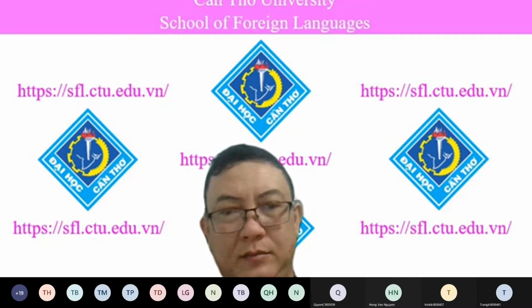For unreal conditionals in the present and future, we use the past tense in the if clause and would or might in the result clause. Finally, for past unreal conditionals, we use the past perfect in the if clause, and we can use would have, could have, or might have plus the past participle in the result clause.